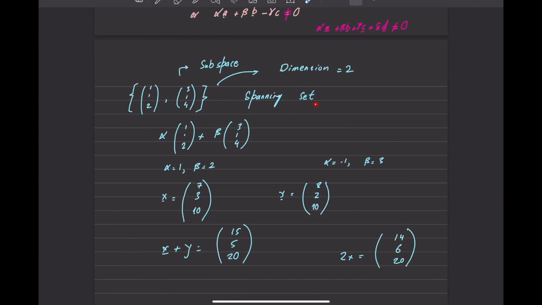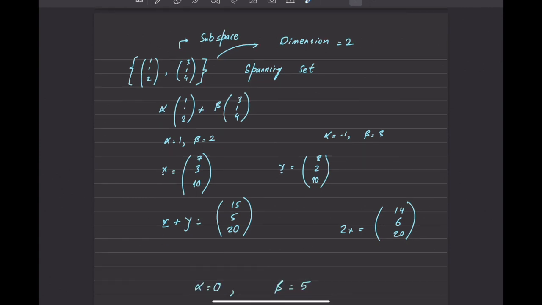A spanning set defined in this particular way should always follow three conditions to be a vector space. It should be closed under addition. So if you have two vectors x and y, and you add them up, you can form this vector with a linear combination with alpha as 1 minus 1, which is 0, and beta as 2 plus 3, which is 5. So any vector which is the sum of two vectors can be obtained by a linear combination of the original basis vectors.